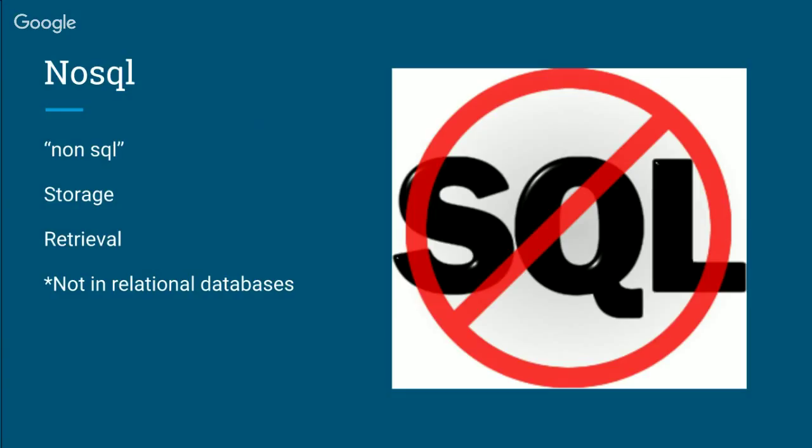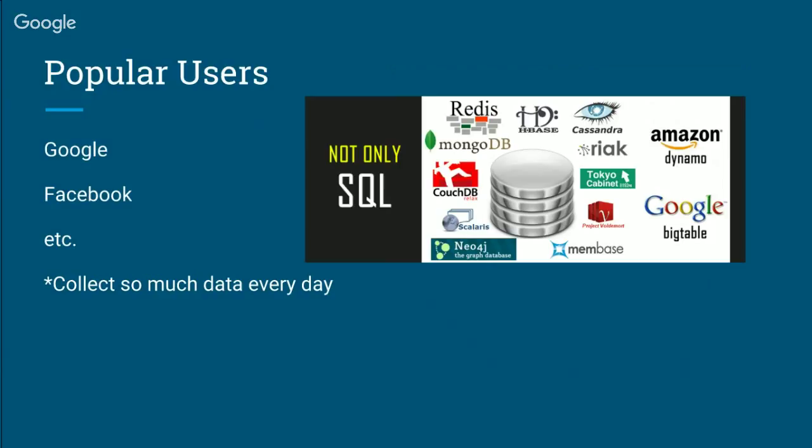The other database type is NoSQL, or non-SQL. It also has the ability to store and retrieve data. NoSQL is not in relational databases. There are many popular users of NoSQL. These users include Google and Facebook. They use NoSQL because they need to collect a lot of personal and different data every day.